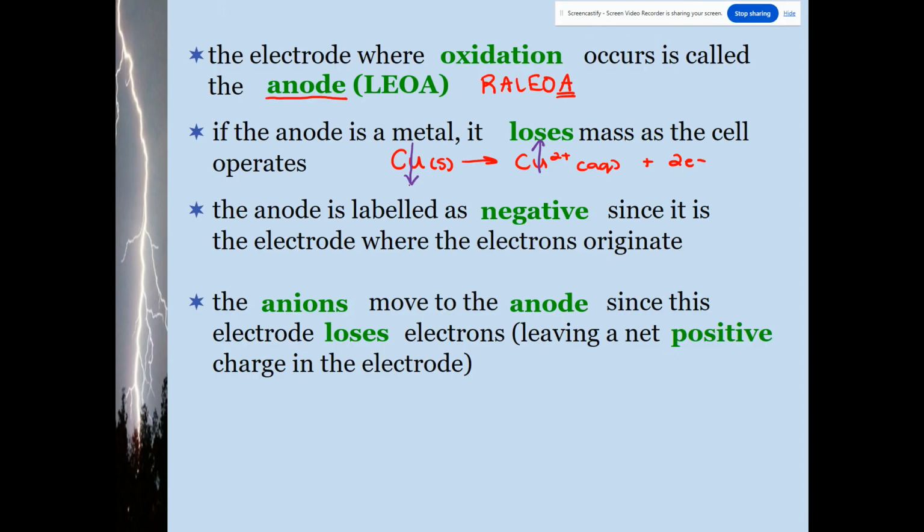So reactants always go down when they're solids. We talk about their mass. And products always go up when they're ions. We usually talk about their concentration.